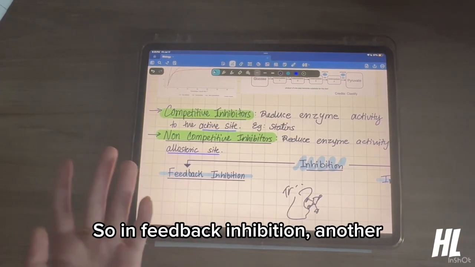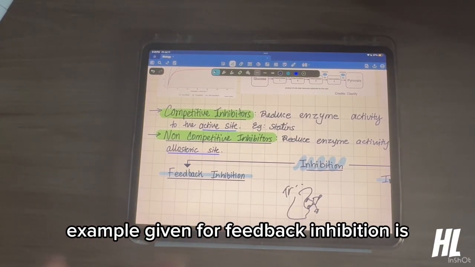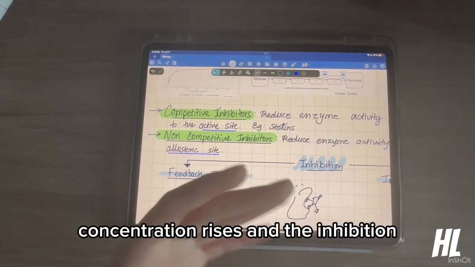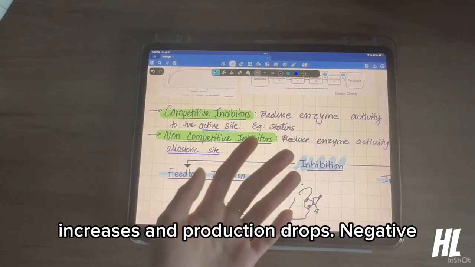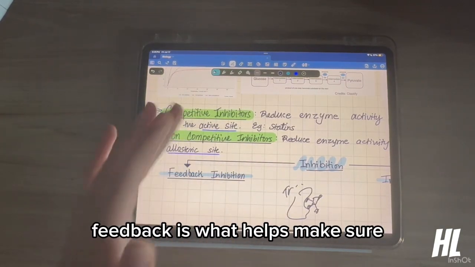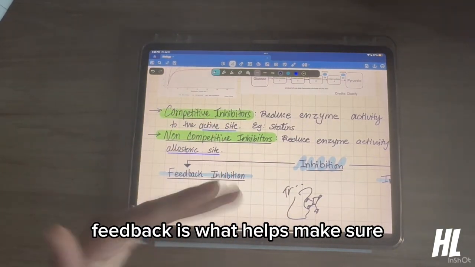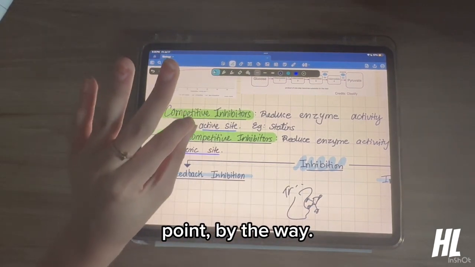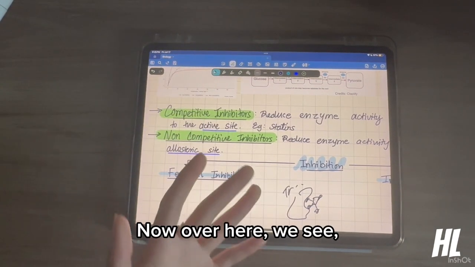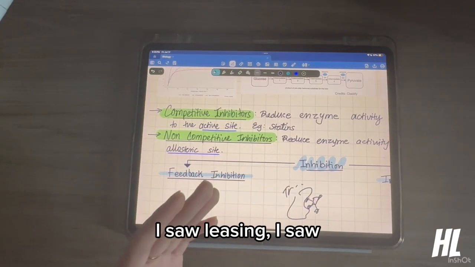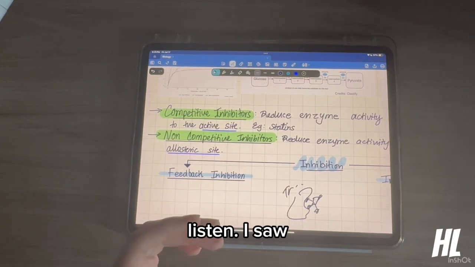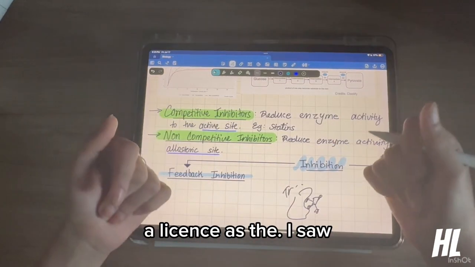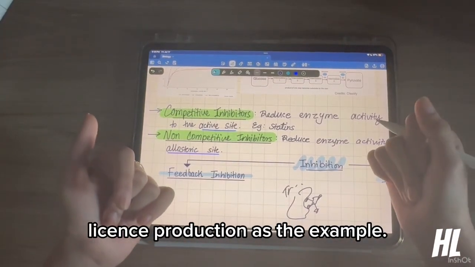Another example given for feedback inhibition is negative feedback. When the end product concentration rises, inhibition increases and production drops. Negative feedback is what helps make sure our internal temperature stays at a set point, by the way. Now, over here we see isoleucine production as the example.